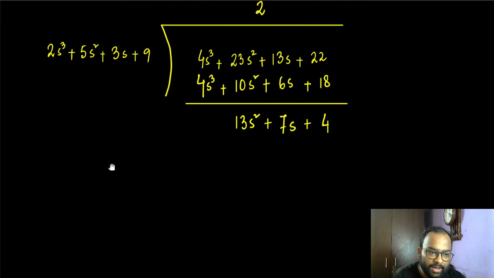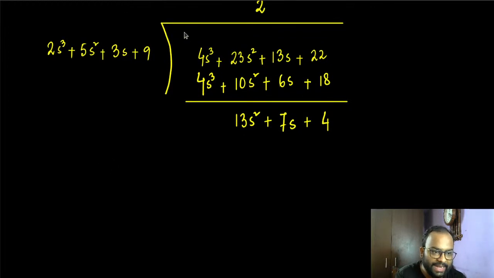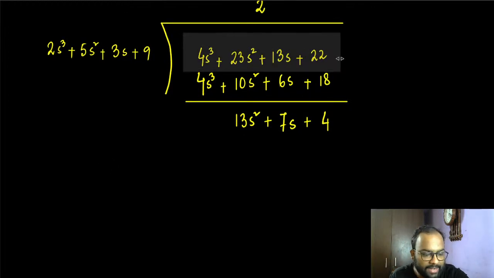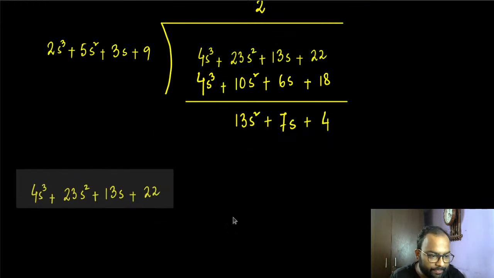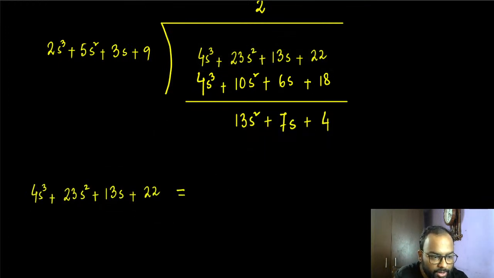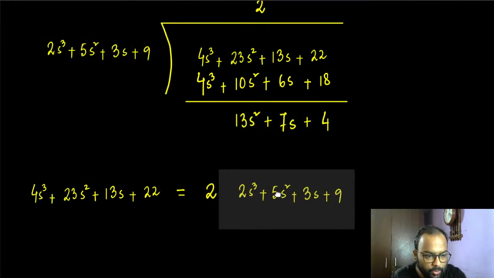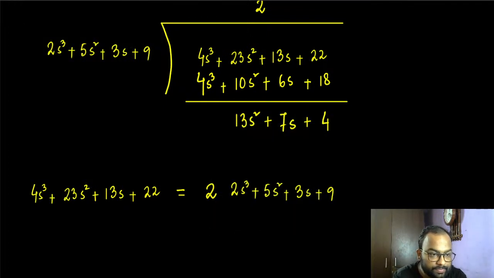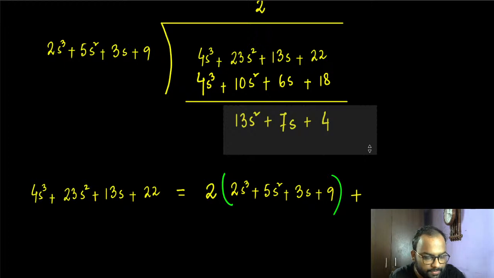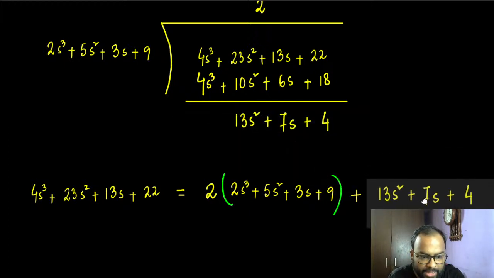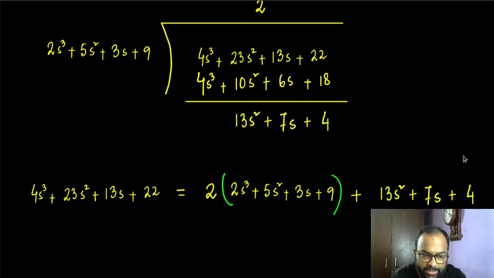But what have we realized out of this? What is the meaning of all this? The meaning of all this is that this is equal to 2 times this, plus this. That's how divisions work. So this is the quotient, and this is the result of the division, right?